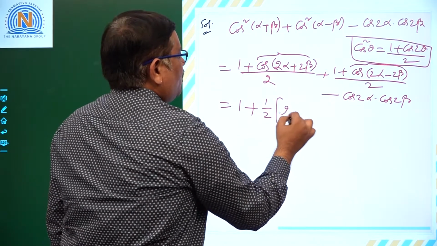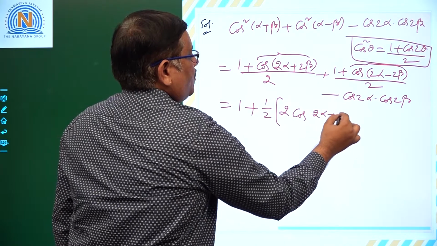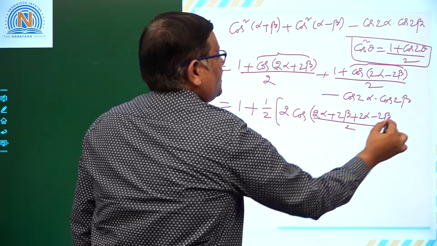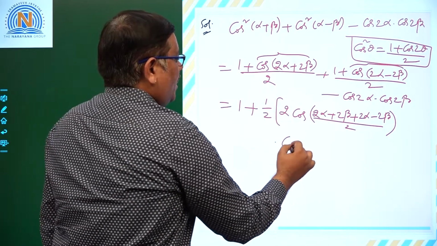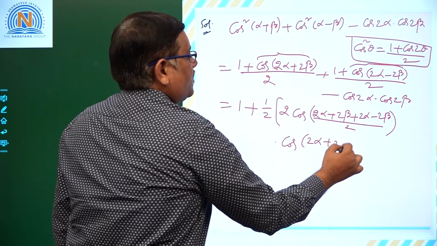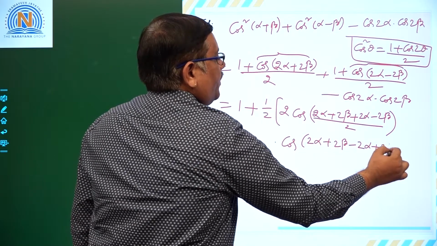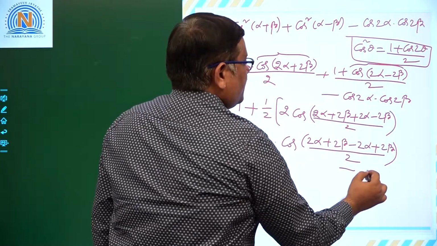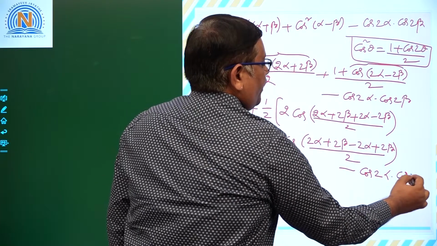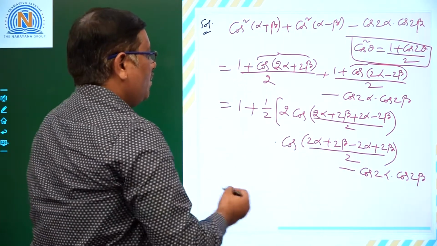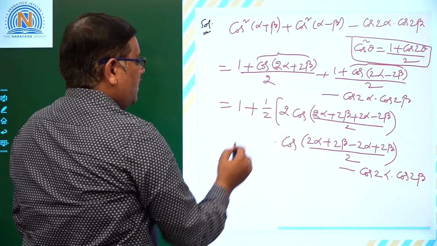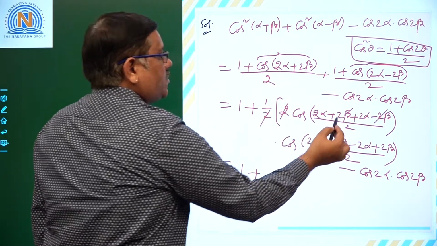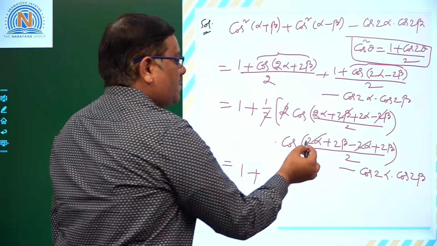What can you write now? 2 cos of ((2 alpha plus 2 beta plus 2 alpha minus 2 beta) by 2), that is cos (C plus D) by 2, into cos (C minus D) by 2, that is ((2 alpha plus 2 beta minus 2 alpha plus 2 beta) by 2), minus, as usual, cos 2 alpha times cos 2 beta. This term we are writing as it is. Now here 1 by 2 and 2 cancel, and we are left with 1 plus cos. The 2 cancels here. Here minus 2 beta plus 2 beta cancels, and minus 2 alpha plus 2 alpha cancels.